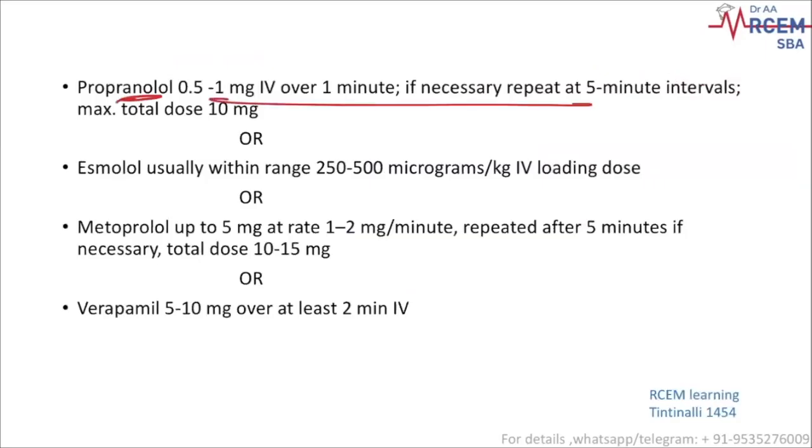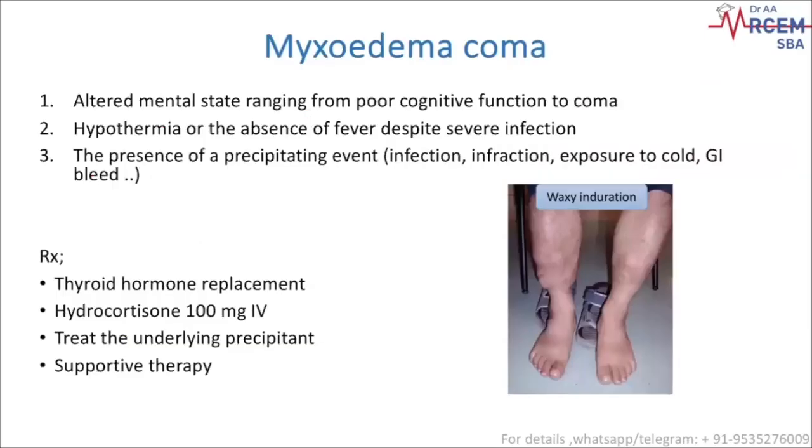Propranolol can be given in various doses. Alternative is esmolol, that is not available. Metoprolol can be used. If metoprolol is not available or contraindicated for reasons, even calcium channel blockers like verapamil can be given. Myxedema coma. This is a complication of hypothyroidism.